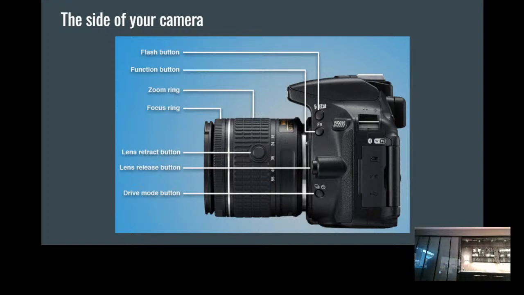The focus ring is kind of what it is. If you're not using automatic focus, this is how you would control manual focus. By turning this ring, you're bringing the object into more focus or into less focus.